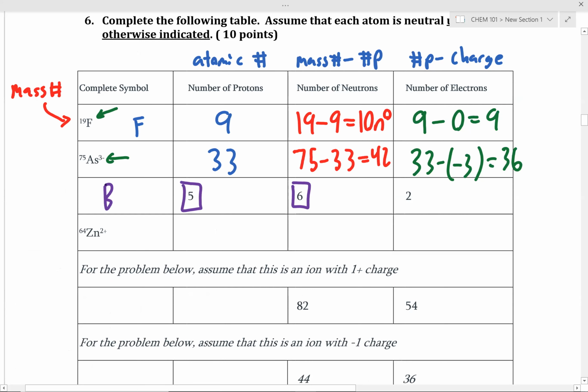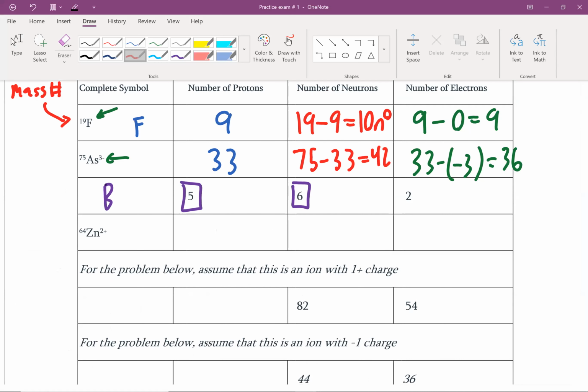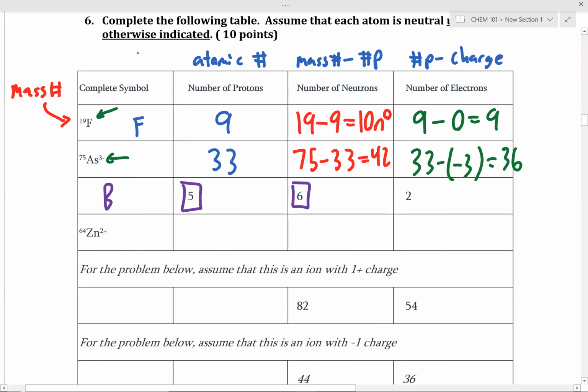If we wanted to figure out our mass number, we take our number of protons and add up our number of neutrons, and that gives us a mass number of 11. Does everyone understand where we got that number from? The mass number is the number of protons plus the number of neutrons.